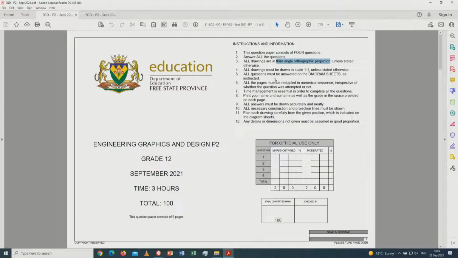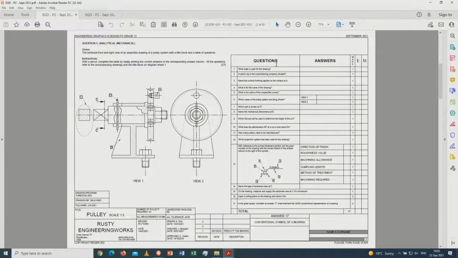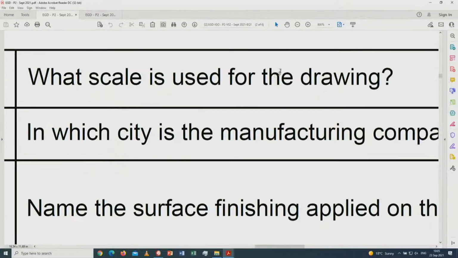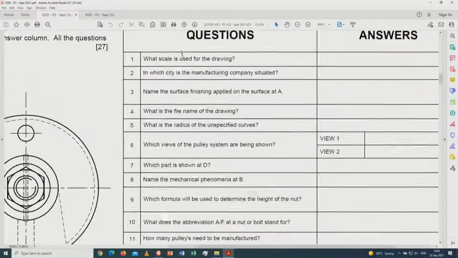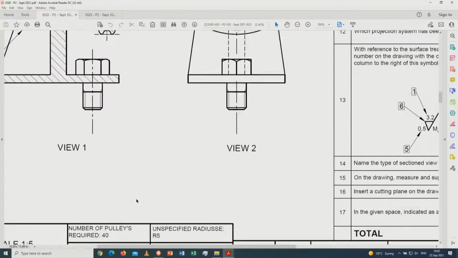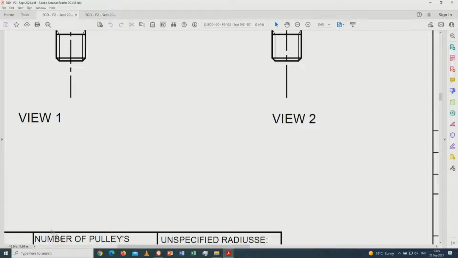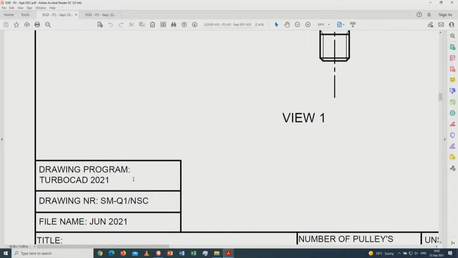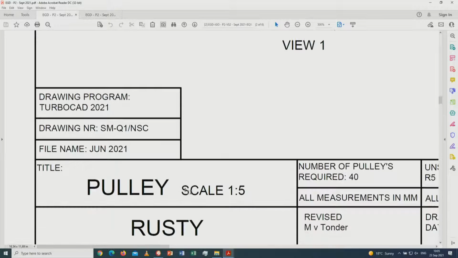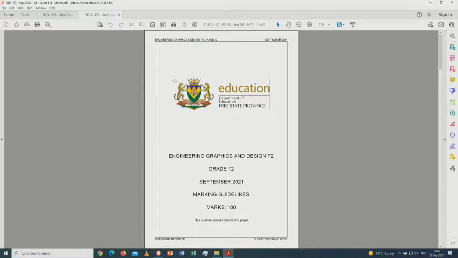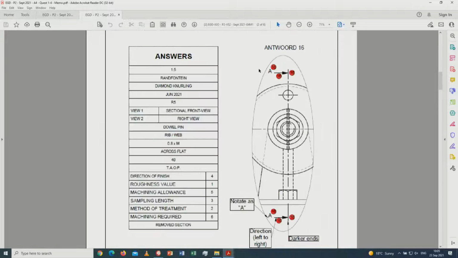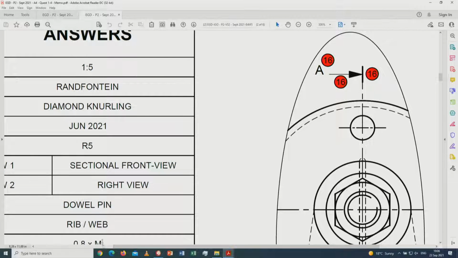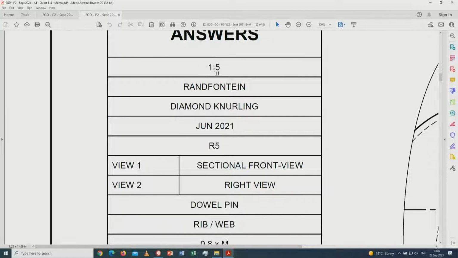All right, so if we go to the first question over here, if I can quickly go to the answers: what scale was used for this drawing itself? You will see the scale over here, let me just quickly sort this out, is a scale of 1 to 5. So the first answer on your memo discussion will be, of course, a scale of 1 to 5, if you go to this part over here, 1 to 5.